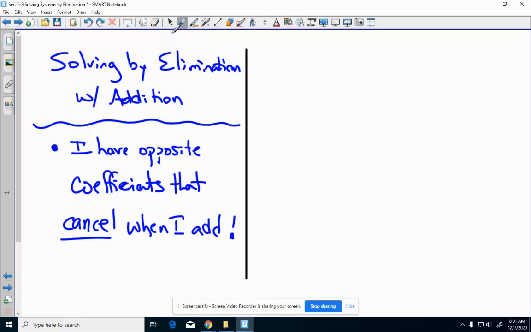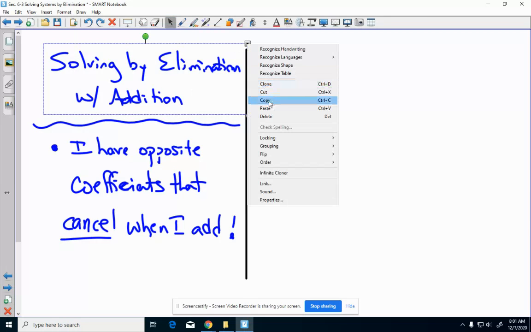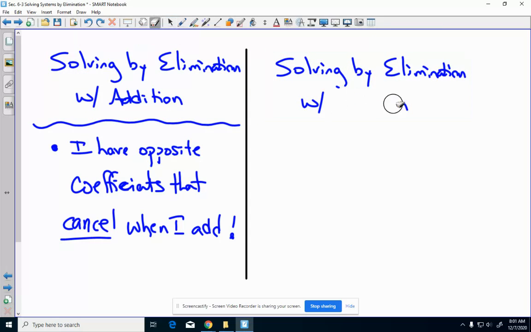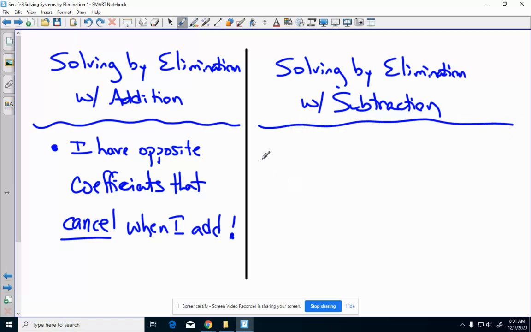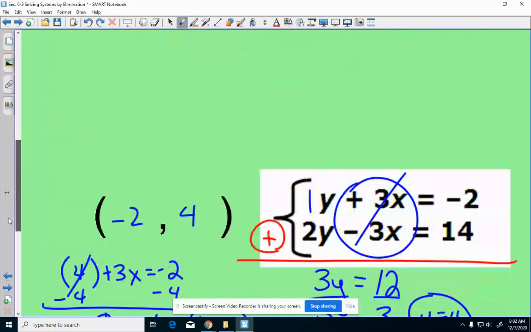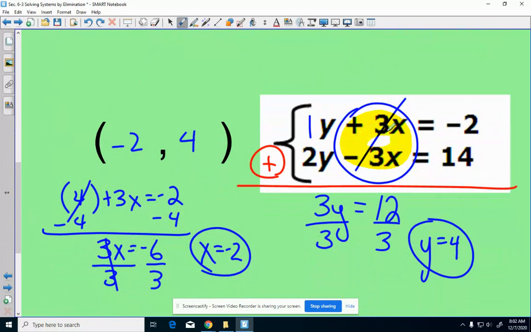And we're going to have the exact same statement over here in a minute. We'll bring this one over here, except we are not going to say addition. We are going to say with subtraction. We'll make a statement about that momentarily. But if we go back to the addition piece, I am going to add, because in both of these examples, I have opposite coefficients. That's why I add. When I see two things that are opposite, if I add them together, they cancel out.